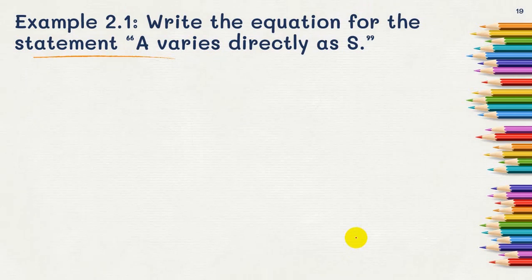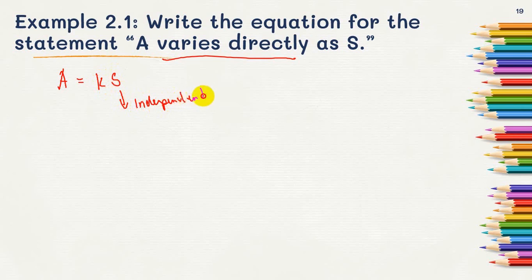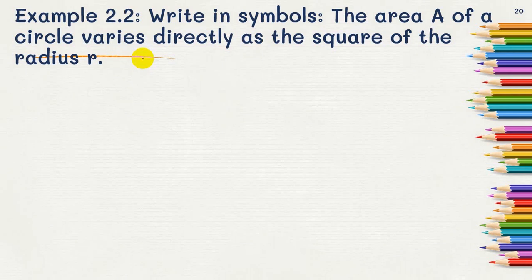Next, example 2.1. Write the equation for the statement A varies directly as S. We can easily identify it as direct variation because of the statement "varies directly as". So we can now write the equation. A will be equal to the constant of proportionality times S, wherein S is our independent quantity and A is our dependent quantity. That's how you write it as an equation.